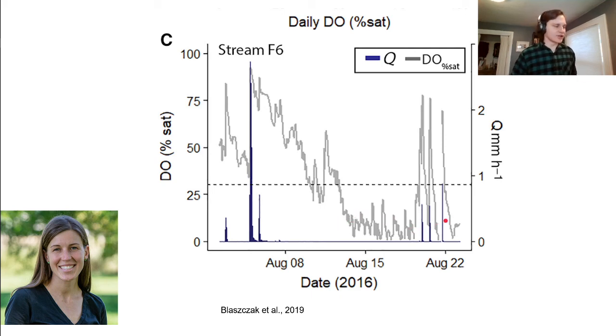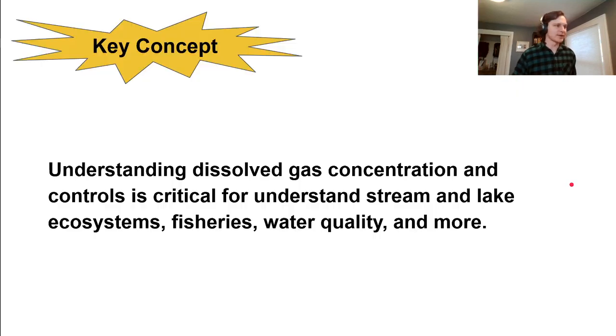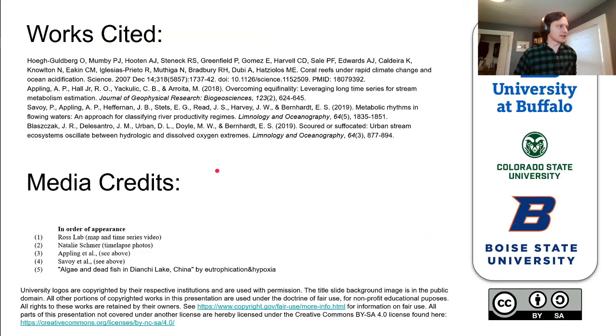So this is an intro to motivate why we want to understand Henry's Law and turbulent gas exchange and all the things we're going to talk about in future lectures, but I hope it got you motivated and excited to learn more about that. And this is just the last bit to say that algae production, and so dissolved gas concentration, is basically the major driver of fish kill. This is a fish kill in China. So understanding dissolved gas concentration and controls is critical for understanding stream and lake ecosystems, fisheries, water quality, and more. And that's it. Here are the citations, and I will see you next time.